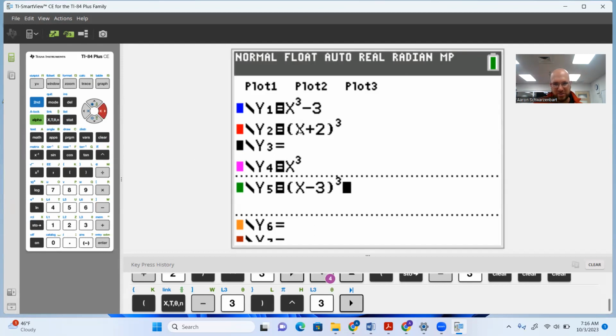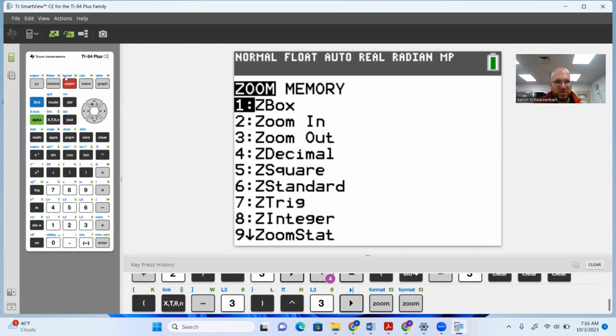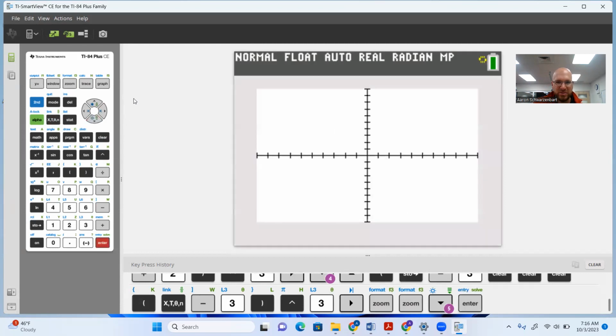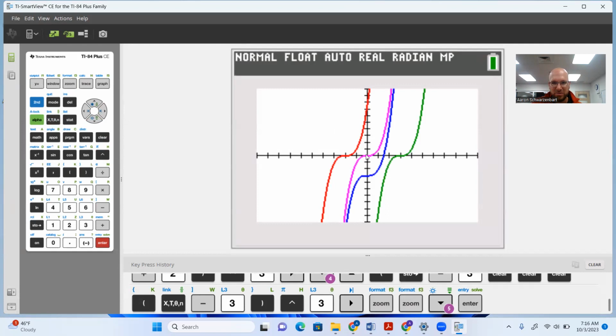But the only reason I did them in this order was to match the colors I did on the rest of the video. So I'm going to go Zoom standard. I don't know what Zoom I'm in, but before I graph, purple was the original, then down 3, over 2, and right 3. And those are translations left, right.